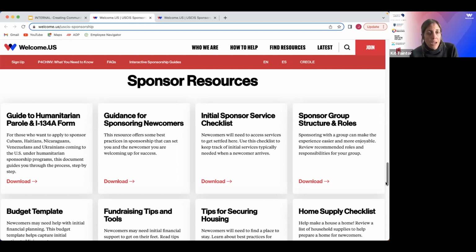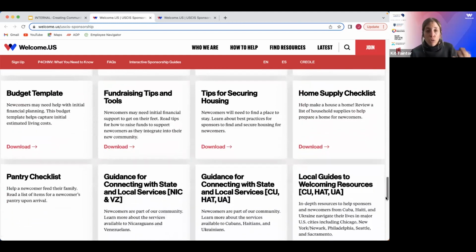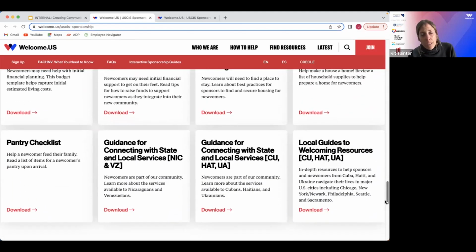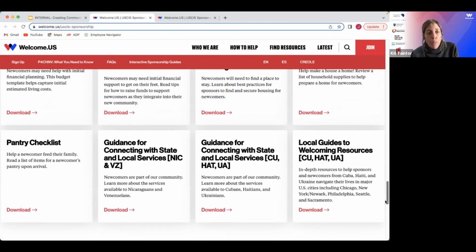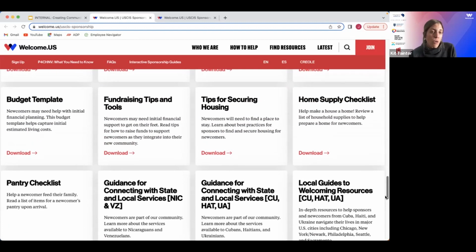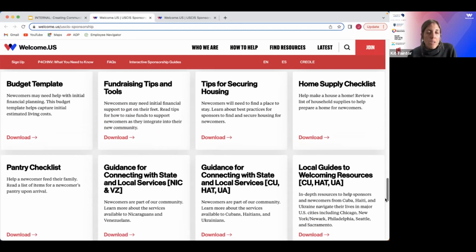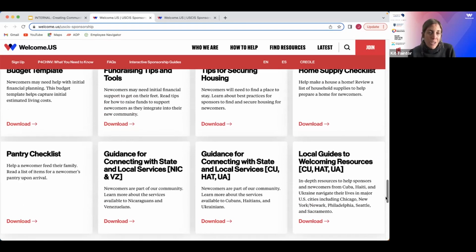We've also got a number of other guides that include tips for securing housing, how to form a sponsorship group, and importantly, guidance for connecting to local resources, broad for most of the country, and then specific to some areas of the United States through local guides, including in Chicago and Miami, Florida.